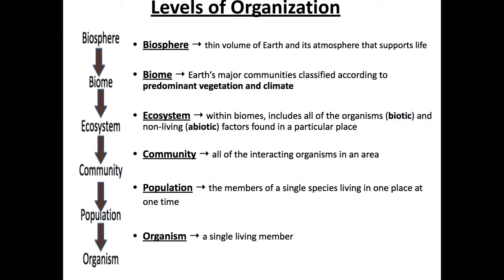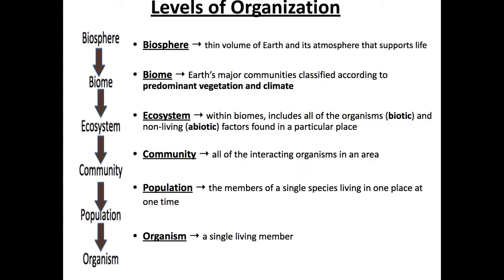A biome is a major community, or a habitat classified by what kinds of plants it has and what kind of climate it experiences. So, for example, there's tropical rainforest biomes that have very high temperatures year-round and lots of precipitation, and there's lots of trees, lots of different kinds of plants. And then there's desert biomes. Desert biomes are very dry climates, low precipitation. You might have a lot of temperature variation and very little vegetation. Those are examples of two different biomes.